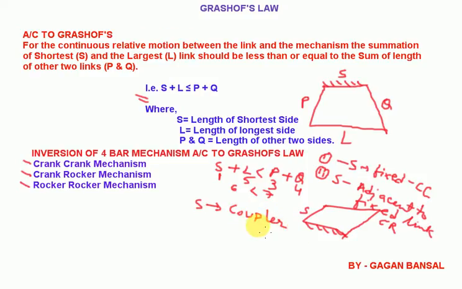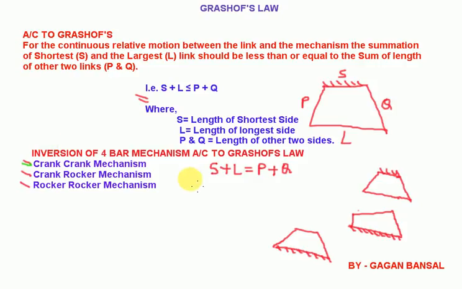And if the shortest link is a coupler, what is a coupler? The coupler is the link opposite to the fixed link. If S is the coupler, then it is known as a rocker-rocker mechanism. So if S plus L is less than P plus Q and S is fixed, it is a crank-crank mechanism, and if S is adjacent to the fixed link, it is a crank-rocker, and if S is the coupler, it is known as a rocker-rocker mechanism.